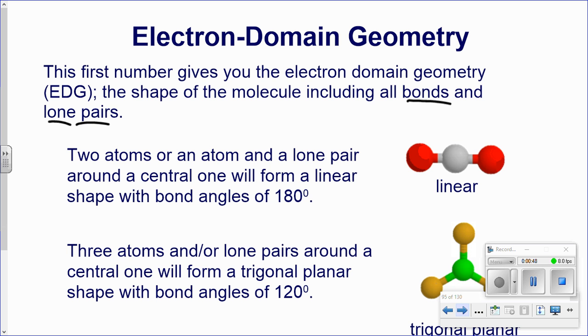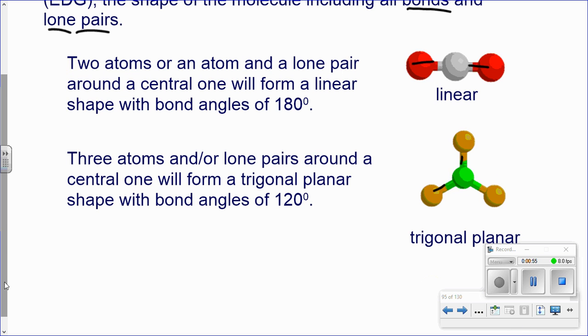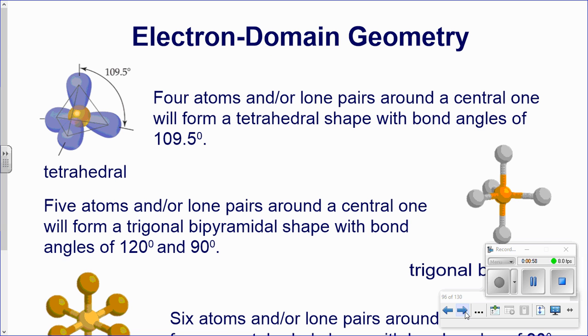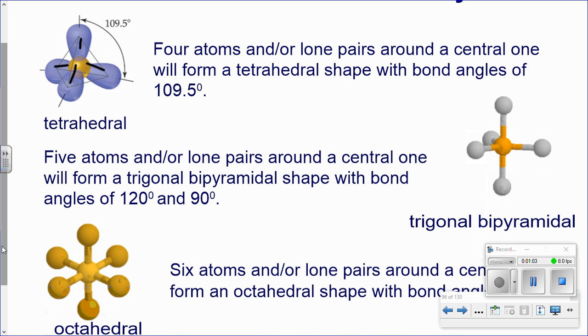So we have shapes, and the general shapes are linear, where there are two things bonded. We have trigonal planar, where we have three things bonded to a central atom. We have tetrahedral, which are four things bonded to a central atom. Then we have trigonal bipyramidal, which is five things. And of course, six things, which is something called octahedral. Okay, 3, 4, 5, 6. Okay, so that's the electron domain geometry.